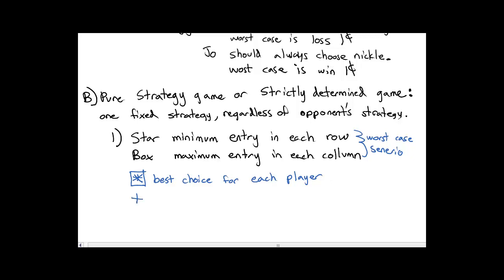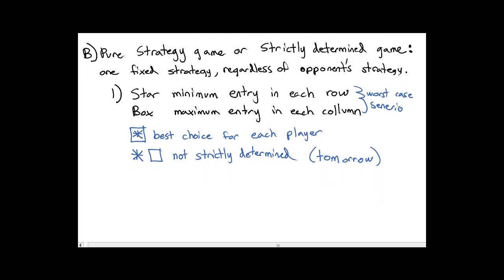Now, it will happen on occasion, in fact more often, that the star and the box do not line up on the same entry in the matrix. If they don't line up in that way, we say it's not strictly determined. If it's not strictly determined, we're going to have some type of mixed strategy, like the rock, paper, scissors example. You've got to do scissors sometimes, rock sometimes, paper sometimes, and you've got to figure out what your mixed strategy is. There's no one strategy, such as always choosing nickel. If it's not strictly determined, that's what we're going to talk about tomorrow. Today, we're just going to look at strictly determined, like this example with the nickel and the penny up above.